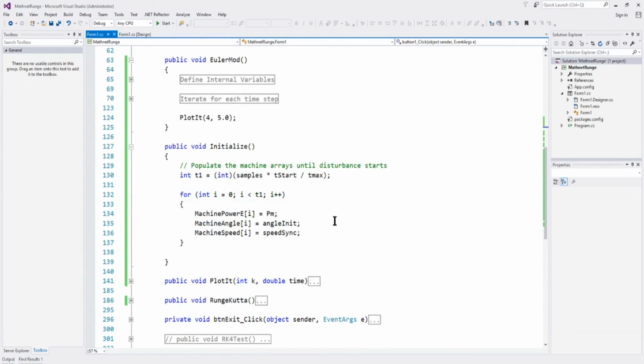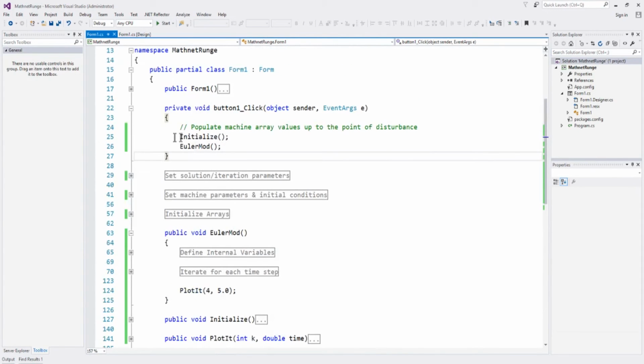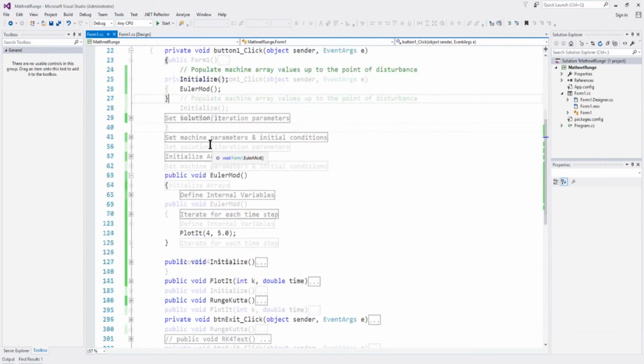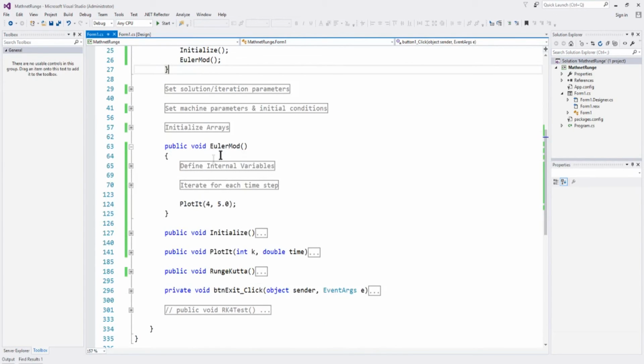And all it does is go through and populate arrays for the machine electrical power, the machine angle, and the machine speed. It uses the initial steady state values for the electrical power, equal to the mechanical power, the initial angle, and the initial speed, which is just synchronous speed. So it just populates everything up to the point where we're going to apply the fault. Once that's all initialized, we'll call the modified Euler method to solve for the response of the machine as we apply the fault. So here is the modified Euler method to do just that.